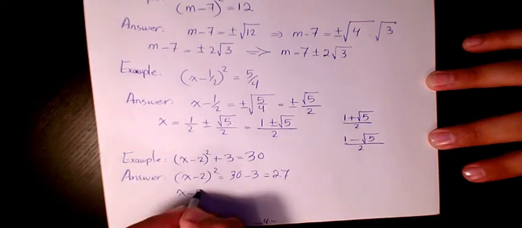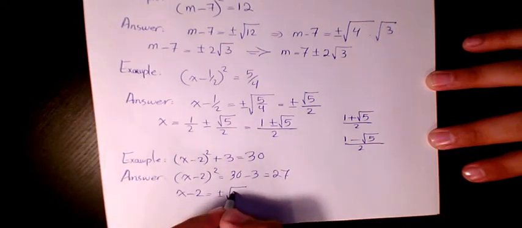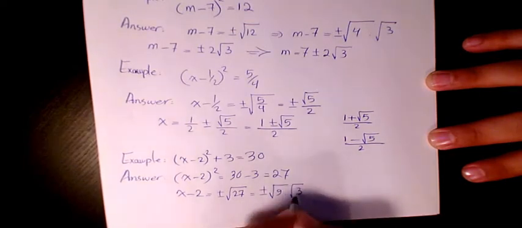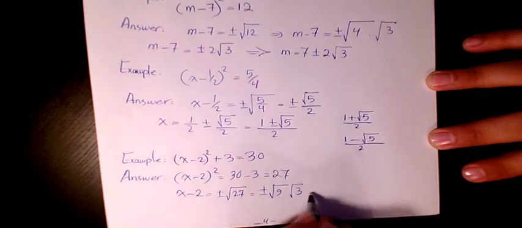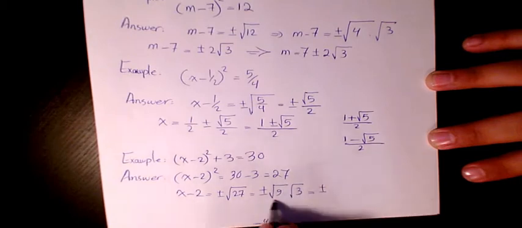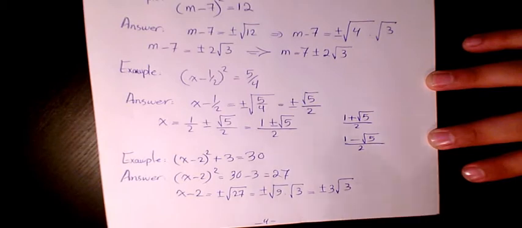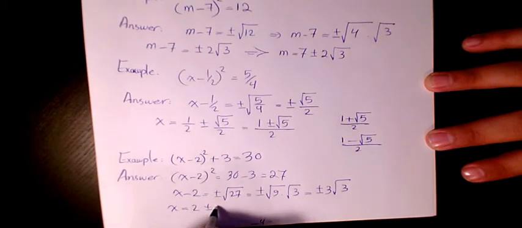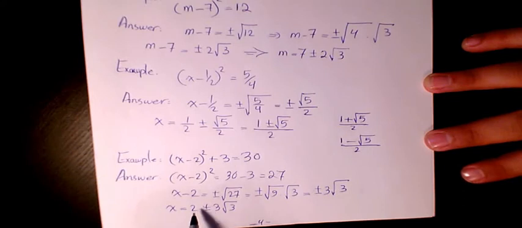So x minus 2 is going to be plus minus square root of 27, which will be plus minus root 9 times root 3, because 27 is 9 times 3. So that's going to be plus minus root 9 is 3, plus minus 3 root 3. That's x minus 2. So x will be 2 plus minus 3 root 3. So there are two possible answers. One of them is 2 plus 3 root 3. The other one is 2 minus 3 root 3.